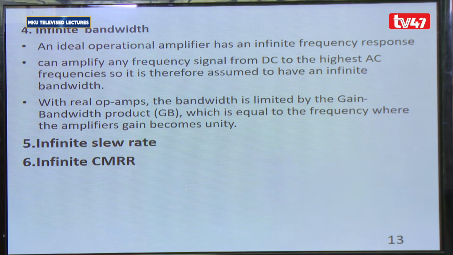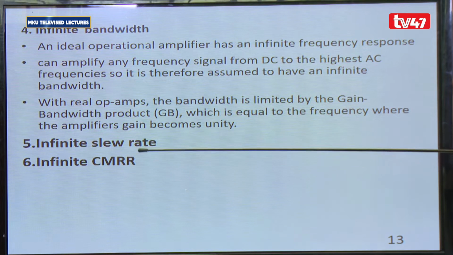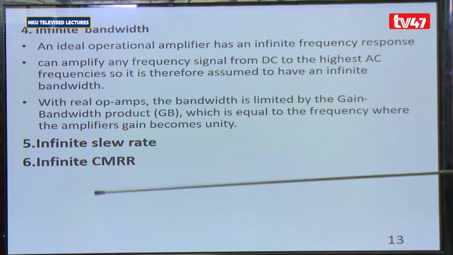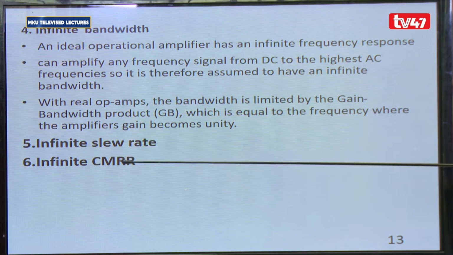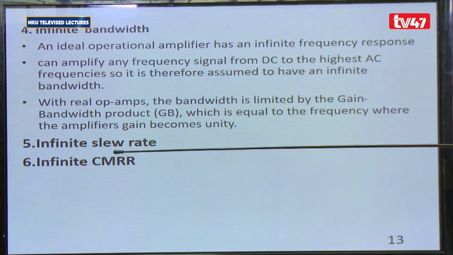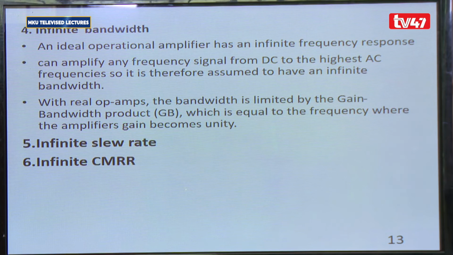Then next, another ideal characteristic is infinite common mode rejection ratio. We had mentioned that common mode rejection ratio is the ratio between the differential gain and the common mode gain. Remember, the significance of this is to show that the operational amplifier is able to reject common mode signals. So if the common mode signal is small, then it means that CMRR is high. So an ideal operational amplifier usually has infinite common mode rejection ratio.